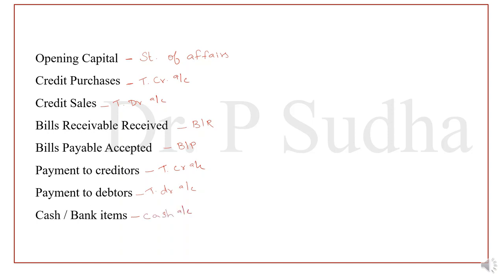So based on the missing information, we have to prepare so many accounts before preparing your final accounts. That is, before preparing trading and profit and loss account and balance sheet, we have to find out all these missing information, and then only we will proceed to trading and profit and loss account. Okay, now let us see the format. As I told you, the format for preparing statement of affairs I have already explained in the net worth method video. Now let's see how to prepare total debtors account and creditors account.